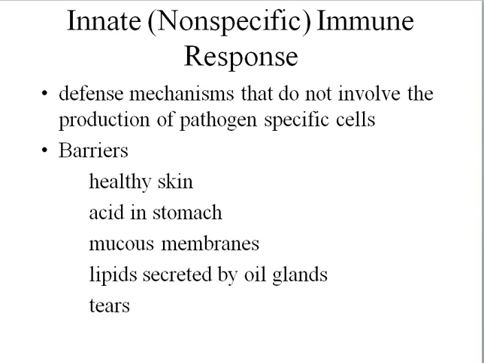Healthy skin is a very effective barrier against most pathogens. The acid in your stomach kills most of the pathogens that might be consumed with your food. Mucous membranes trap many pathogens present in the air that you breathe in. Lipids produced by the skin can be effective against pathogens such as ringworm. Tears wash away pathogens out of the eyes, and they also contain an enzyme which lyses the pathogen's cell membranes or cell walls.